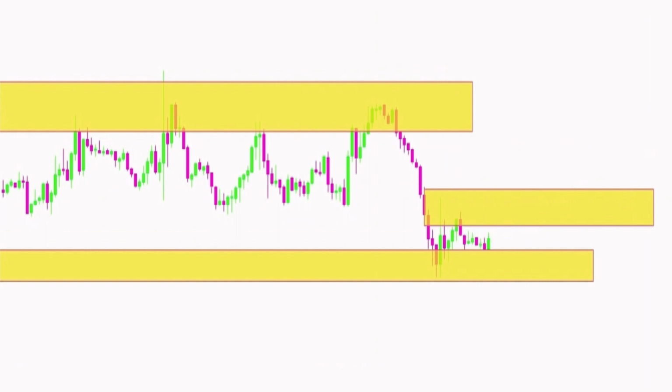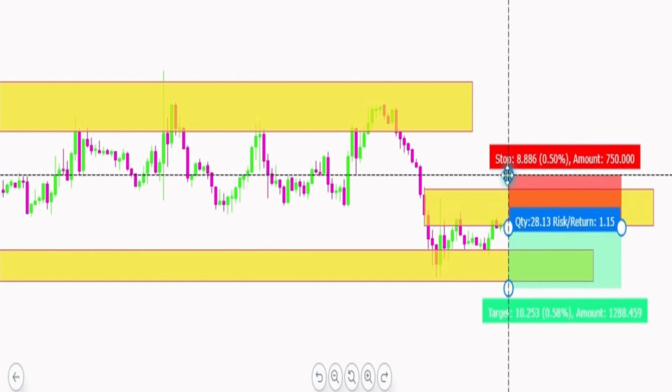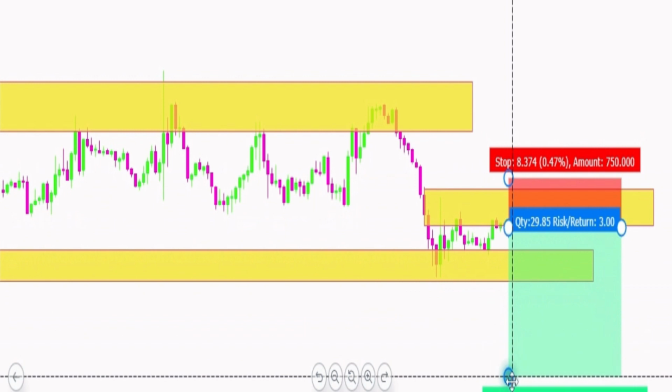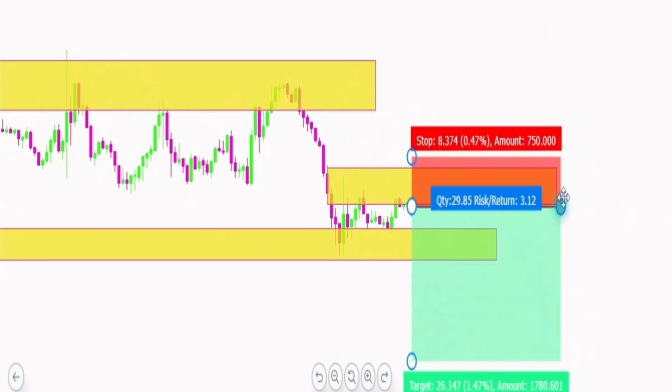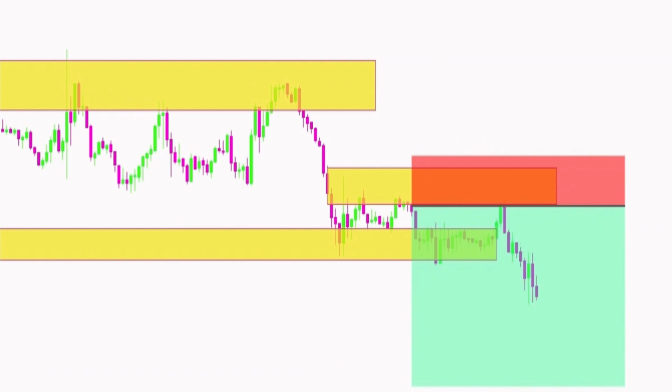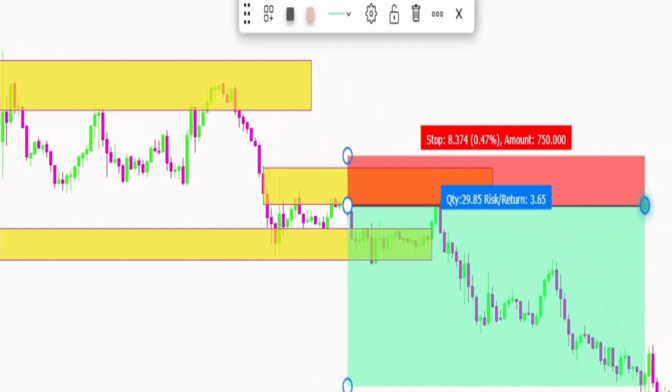We can see price respecting this order block zone, and thus we would initiate our short trade in the market from this point. We would keep our stop loss above the order block zone and place our target at 3:1 risk to reward ratio. And as you can see, we ended up making a profitable trade in the market. Now let us see one more example of this.